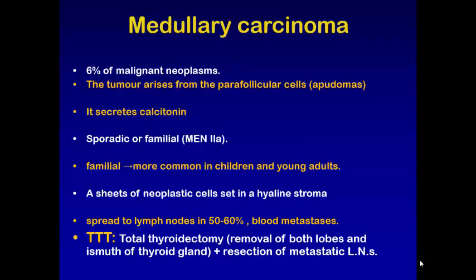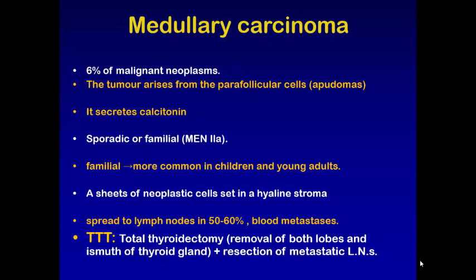Regarding other types of tumors that affect the thyroid gland, medullary carcinoma forms about 6% of malignant neoplasms of the thyroid. The tumor arises from the parafollicular cells and is therefore considered part of what we call APUDomas. These are tumors derived from the neural crest, I mean it has an embryological origin from the neural crest, and medullary carcinoma is characterized by secreting calcitonin.